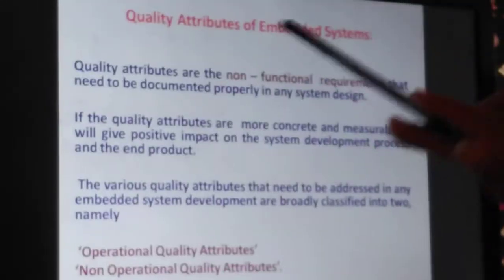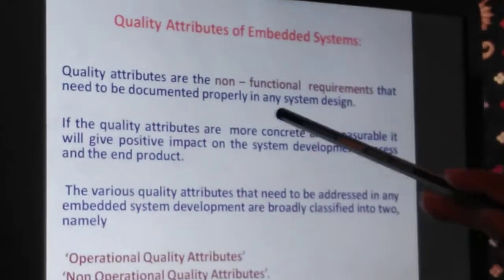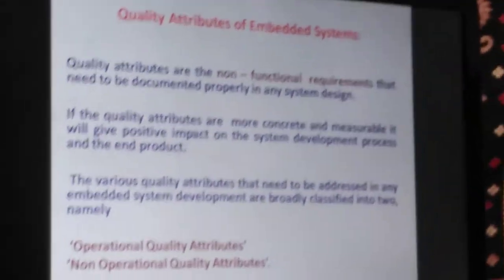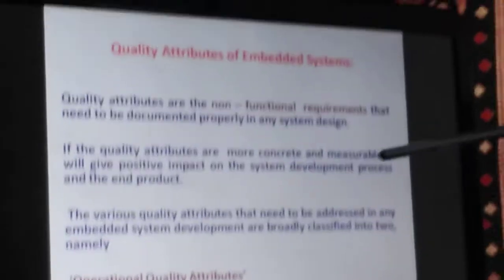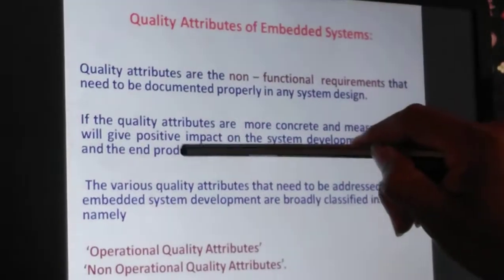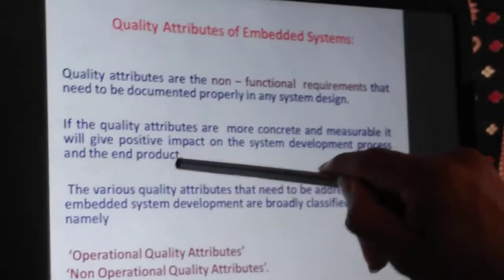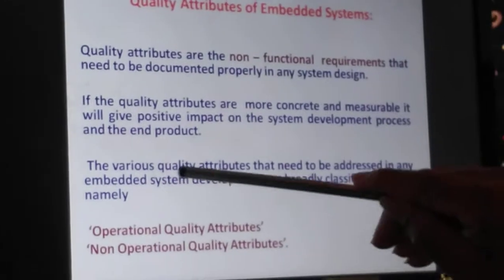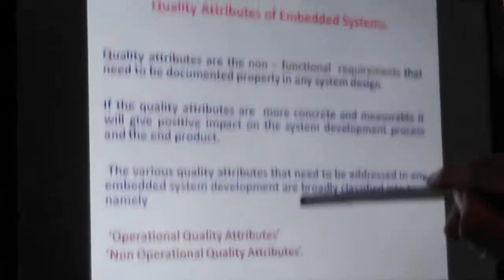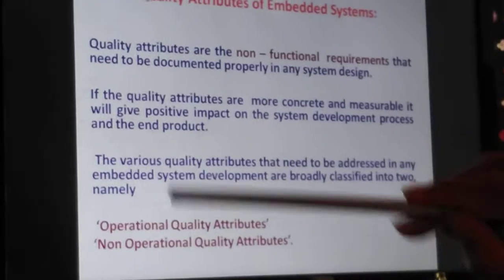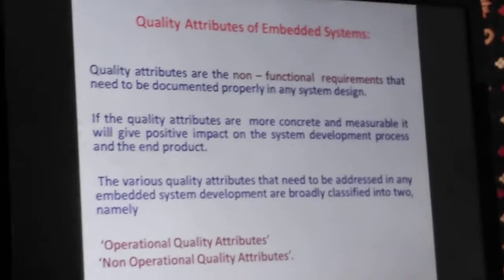Quality attributes are non-functional requirements that need to be documented properly in any system design. If the quality attributes are more concrete and measurable, it will have a positive impact on the system development process and the end product. The various quality attributes that need to be addressed in any embedded system development are broadly classified into two: operational quality attributes and non-operational quality attributes.